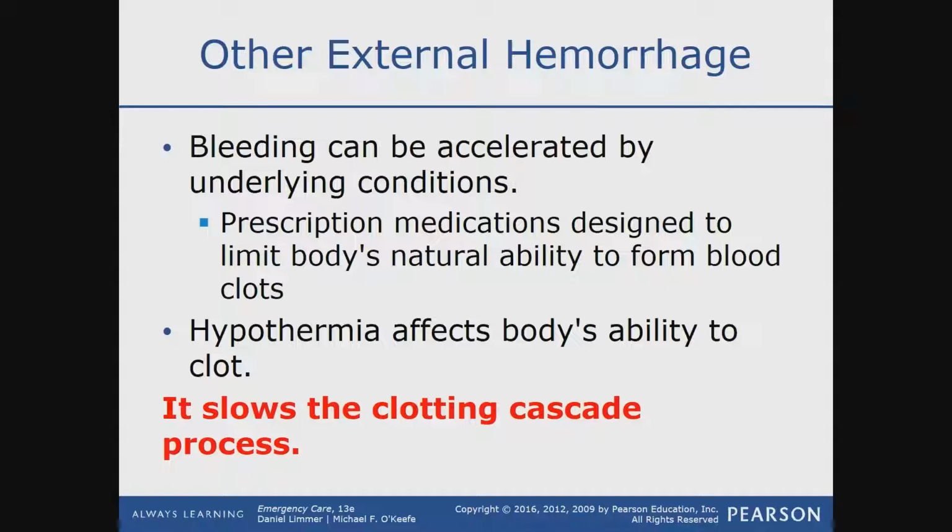And I'm talking about a scab. It's talking about the activation of platelets and then the activation of those clotting factors. Well, if your patient is hypothermic, meaning they're cold, hypo, low, thermia, temperature, so the temperature is low, it slows down the clotting effect. So if your patient's in a cold environment, they're not going to scab as easily as someone that's in a more warm environment. That's what that means.